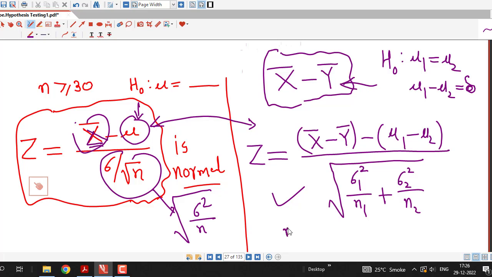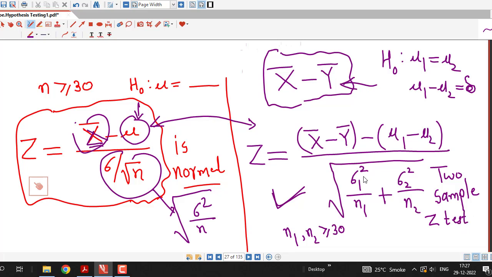So if we consider n1 and n2, if sample sizes are greater than or equal to 30, then this z statistic is a standardized normal random variable, and we can use this two-sample Z test to test the difference between two means. So this is the two-sample Z test.